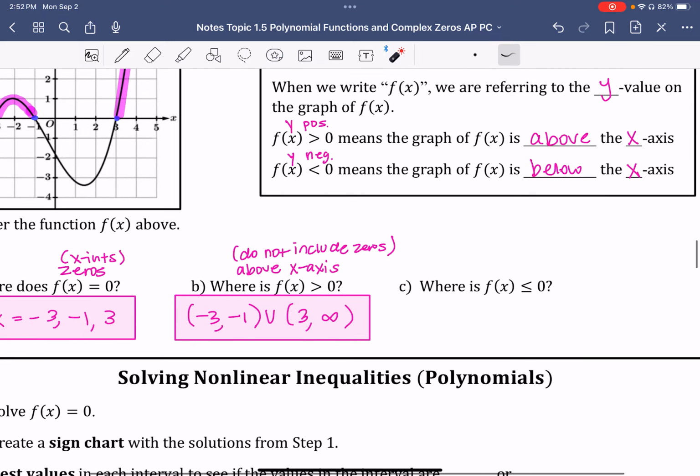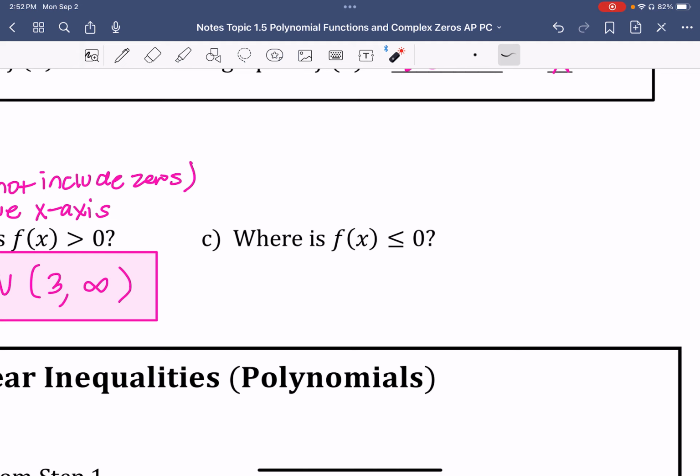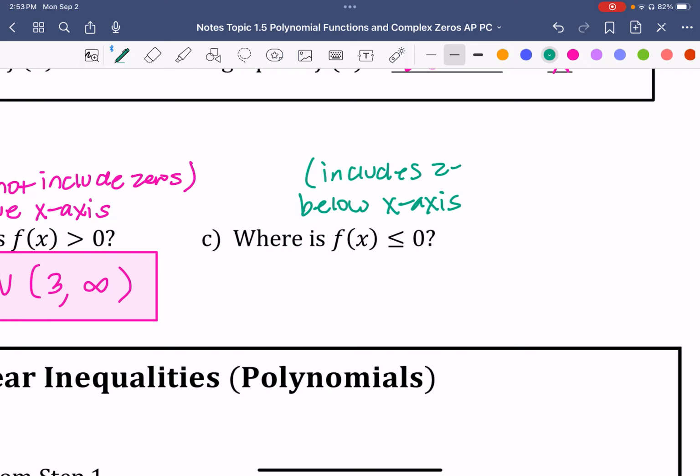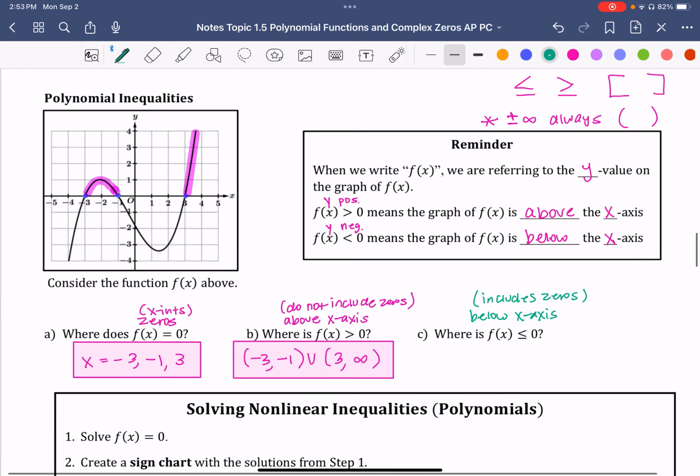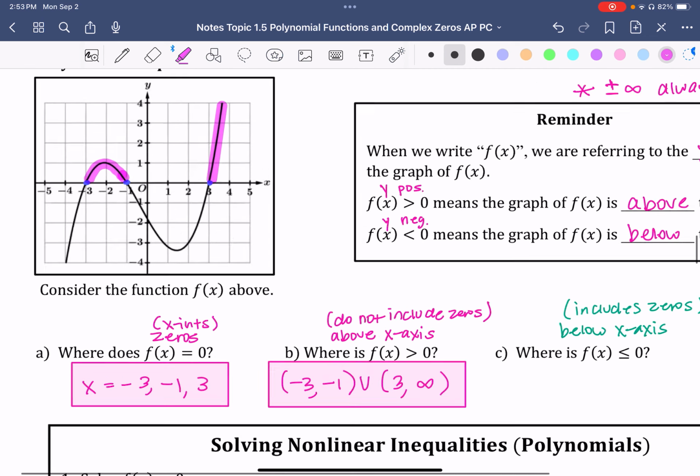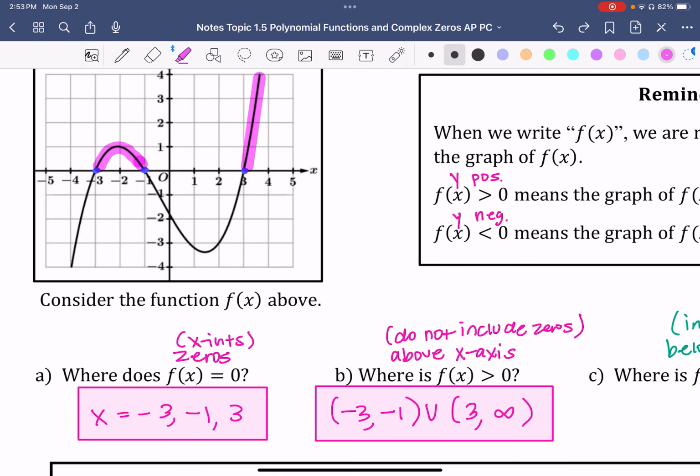Okay? The next one, f of x is less than or equal to 0. So for this one, you're going to be below the x-axis, and you are going to include the zeros. So on this one, we are including the zeros. What I'm going to do is start by color coding. I am for sure including all of these numbers, and I'm including everything that is below the x-axis. So everything that's in green should end up in my answer. Okay, there are no arrows here, but this is going to infinity.